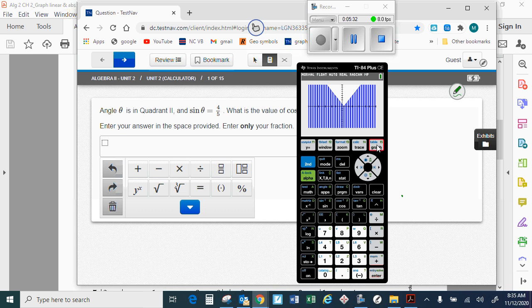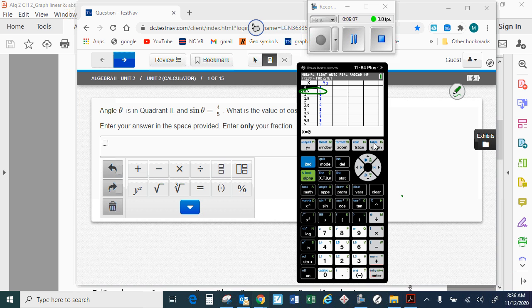Now if I want to find out where that vertex is, I can hit table. Why is it going here? Oh, second table. Sorry, second graph is table. It's going by ones here. If I want to change it, I go to the window of the table set, second table set, and go by 0.5 instead. Remember, we're saying it's at 0.5, so you need to go by 0.5s. Second table. Notice at 0.5, it's 0, like I had said.